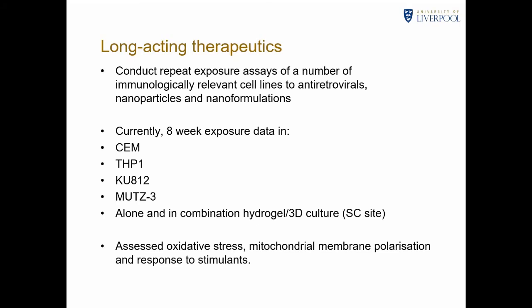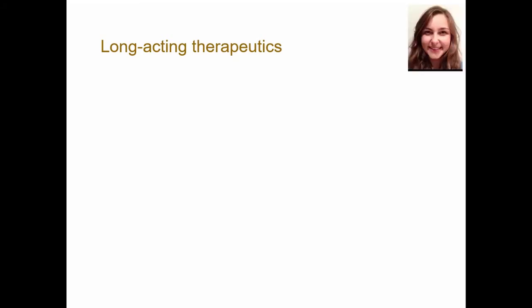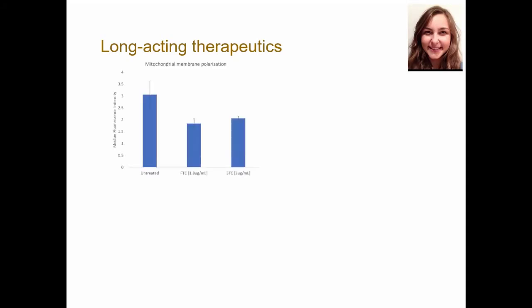And we've been doing that alone and in combination using hydrogel and 3D cultures to mimic the subcutaneous administration site and see how the cells behave. And then what we've been doing is some measures of phenotype and function, but also measures of cellular health with respect to oxidative stress and some of the things that I mentioned previously. So this work's been conducted by Daniel Brain, who's a PhD student in the group. And this is just to show you some data with some of the antiretrovirals themselves that we've seen and the impacts that they have on some of the cells that we've been investigating.